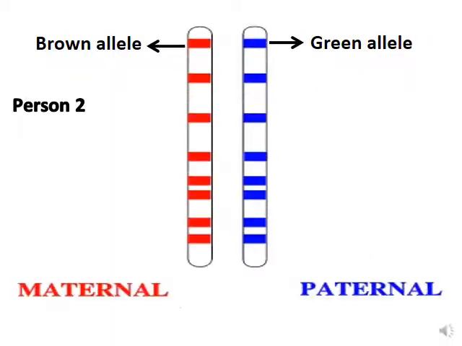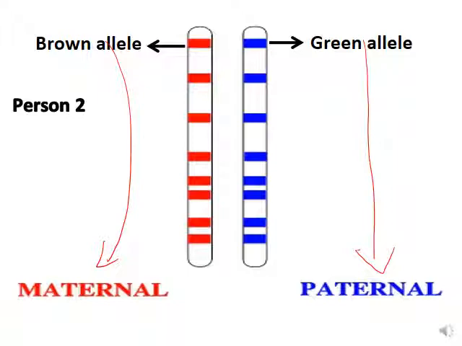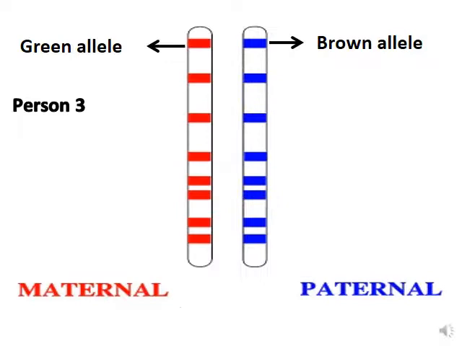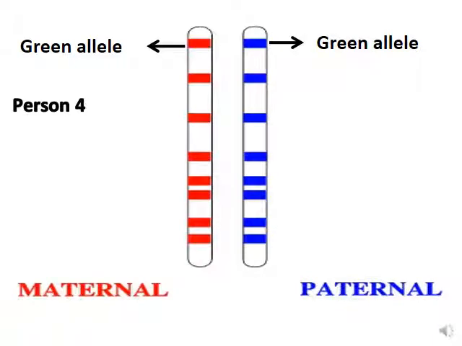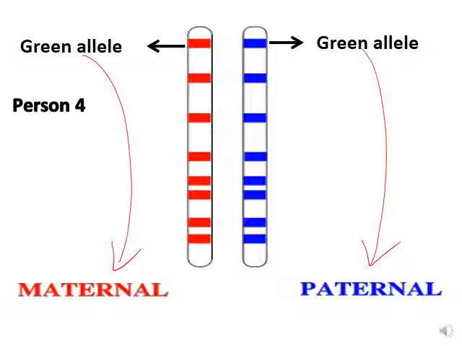Person 2 may have one brown from the mother, maternal origin, and the second green from the paternal. Pay attention here to the case of person 3. It's the opposite, where green is from the mother, from the maternal origin, and brown from the paternal origin. So we have two different alleles here. And the last one, maybe both of them will be green: green allele from the maternal origin and green allele from the paternal. So both of them are the same.